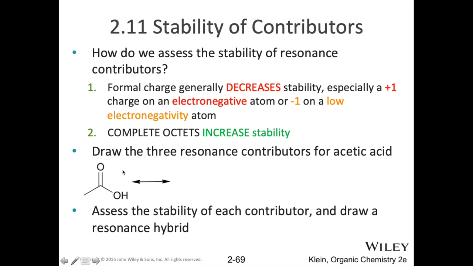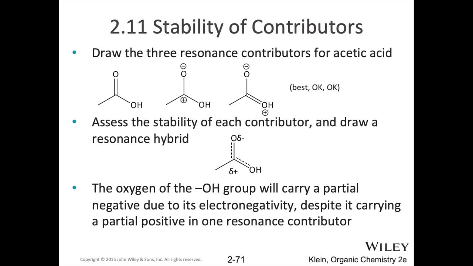If you need to pause the video, go ahead. But here are our three resonance contributors. We could split up that pi bond and get electrons up on that top oxygen, an extra lone pair on that top oxygen, and of course turn that bottom one into a carbocation. Likewise, we could also swing a lone pair from this oxygen to form this pi bond over here.